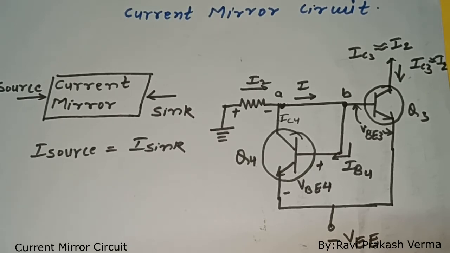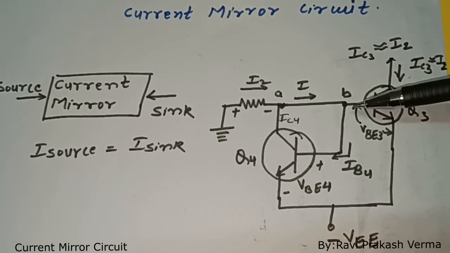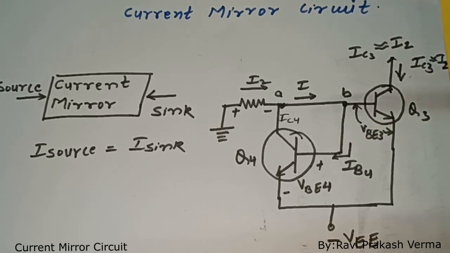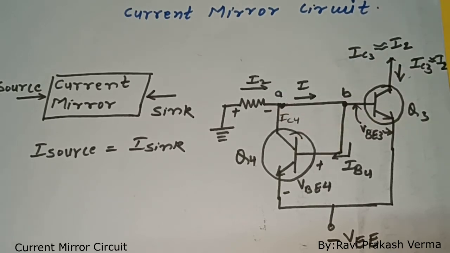In today's lecture, I am going to discuss a topic named current mirror circuit. So, what is a current mirror circuit? It is a circuit in which output current is forced to be equal to the input current. That's why it is known as current mirror circuit. In this circuit, output current is the mirror image of the input current.